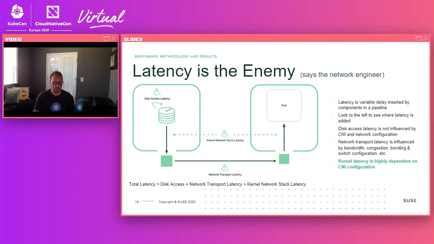And when you add this all up, the disk access plus the network transport latency plus the kernel network stack latency, you get the total latency. Our goal is to minimize the latency in both the kernel and the network fabric.